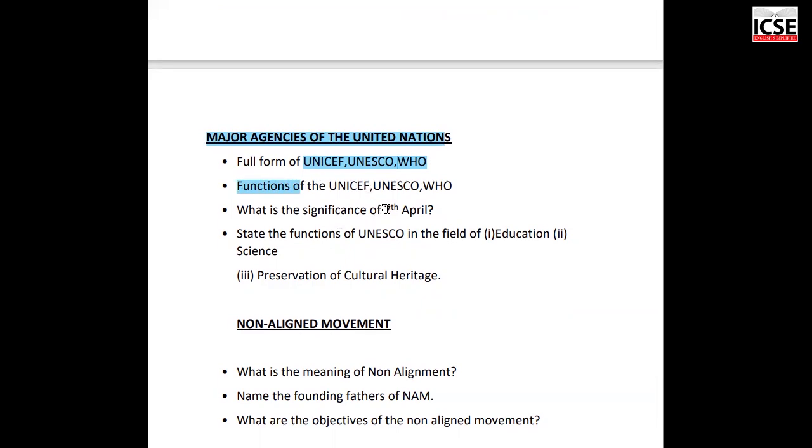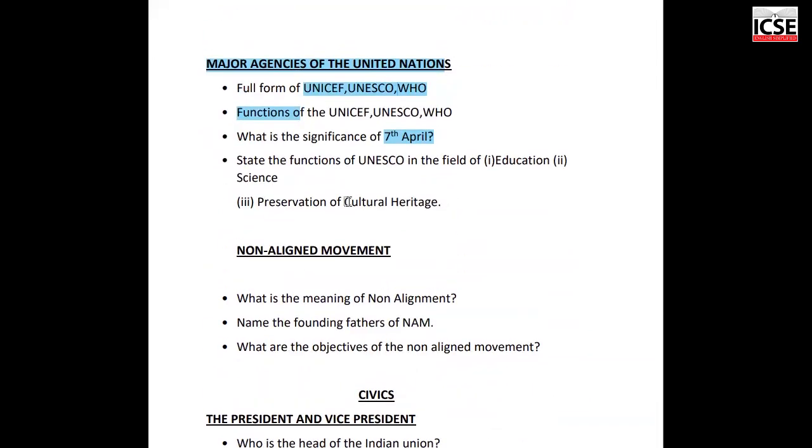What is the significance of 7th April? It is World Health Day. The next important thing that you need to study is UNESCO, the functions of UNESCO in particularly the field of education, science, and preservation of cultural heritage. So learn at least 2 points for education, 2 for science, and 2 for cultural heritage.